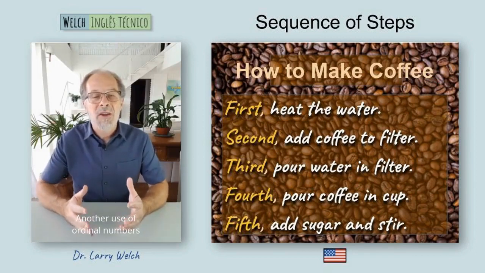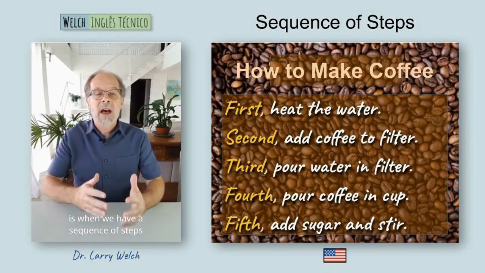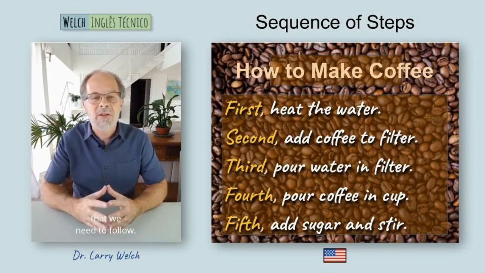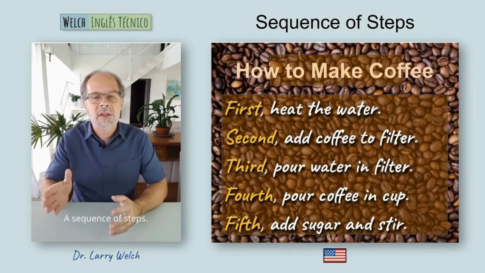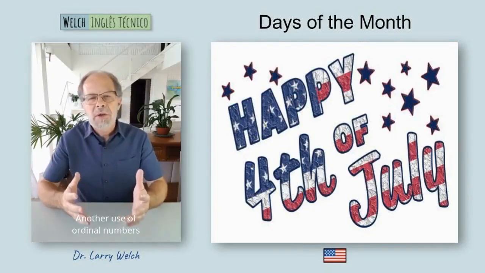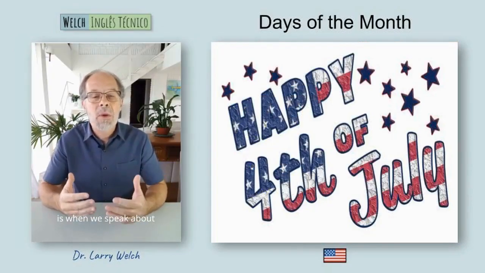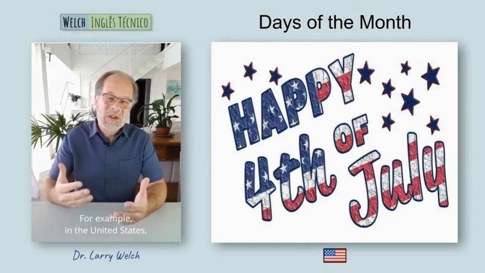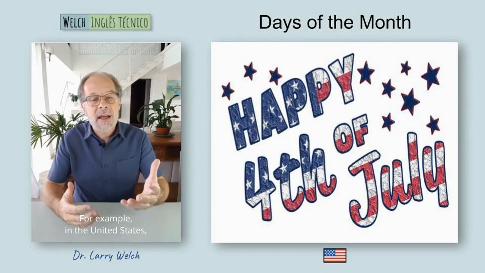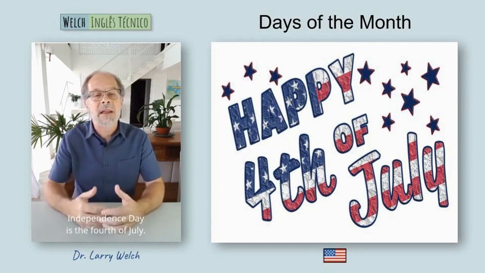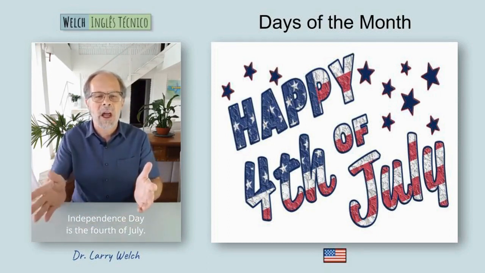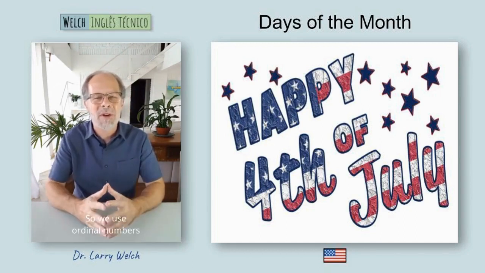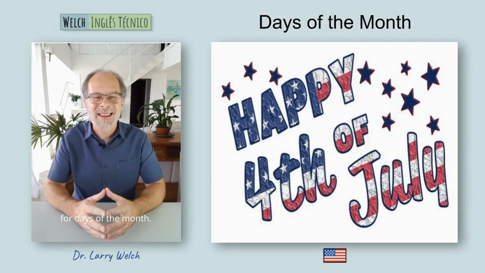Another use of ordinal numbers is when we have a sequence of steps that we need to follow. Another use of ordinal numbers is when we speak about the days of the month. For example, in the United States, Independence Day is the 4th of July. So we use ordinal numbers for days of the month.